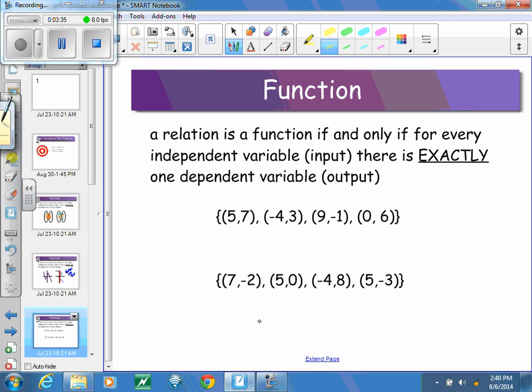Now where I get a problem on the next one here is I've got 7, -2, 5, 0, -4, 8, and 5, -3. Well, hopefully you can see our problem is going to be right here at 5. If I was to graph these out, I would have a point at 5, 0, and then I would have a point almost directly below it at 5, -3. With those 2 points right there, they would not pass the vertical line test. And this here is saying that if I put in 5, I have 2 possible outcomes, which makes this not a function.